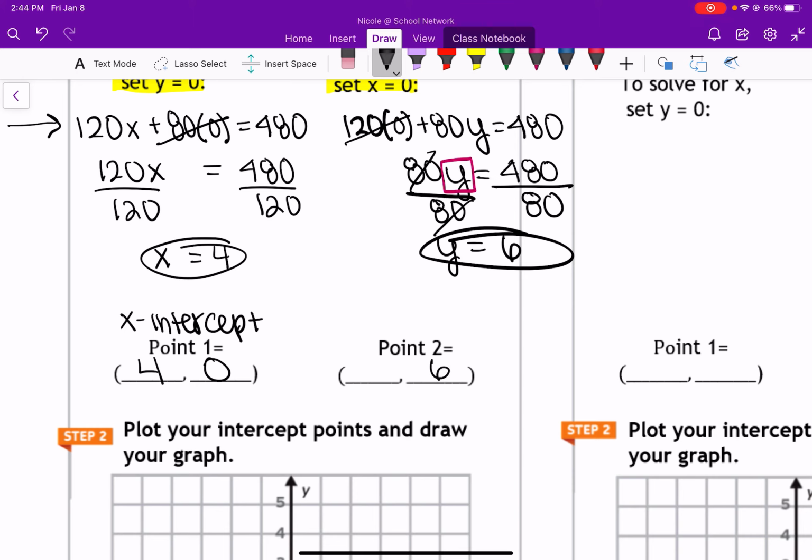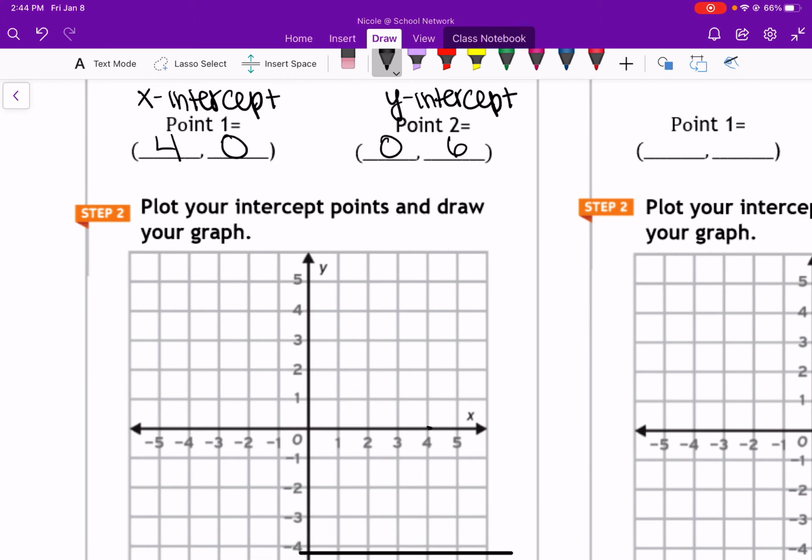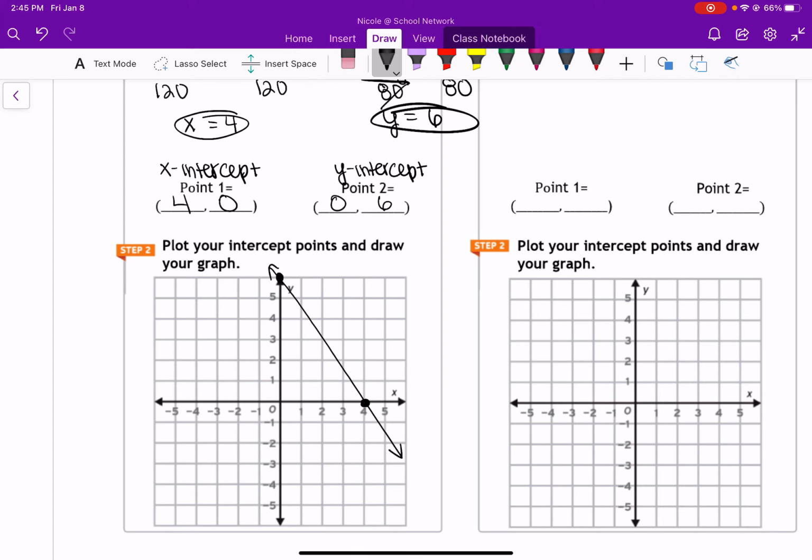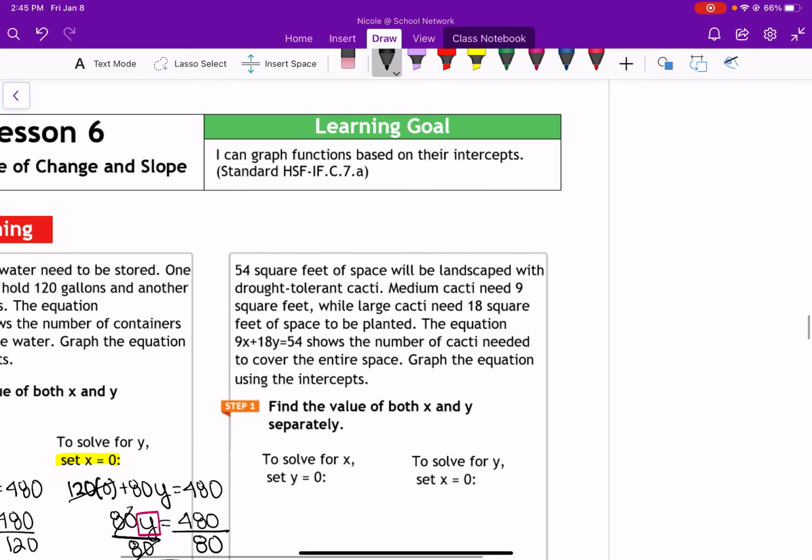So when y is 6, x is 0. So we have our y-intercept here. And let's go ahead and graph these two. So we have 4, 0 and 0, 6. And then we have our nice line. Okay. So you should have gotten that line for this one. Moving to the next question.